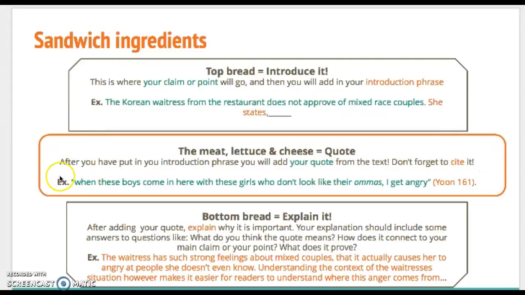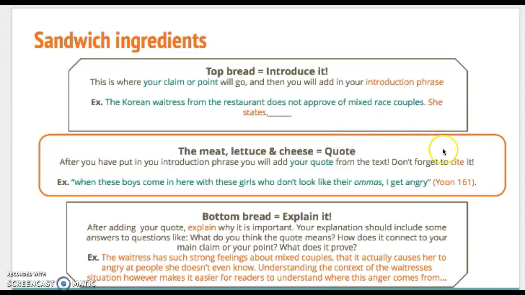So for an example, we used the quote, "When these boys come in here with these girls who don't look like their omas, I get angry." So if you put that in after the introduction phrase, it will read like this. The Korean waitress from the restaurant does not approve of mixed-race couples. She states, "When these boys come in here with these girls who don't look like their omos, I get angry."